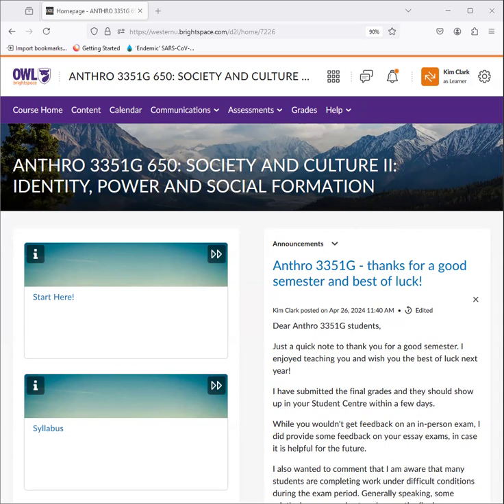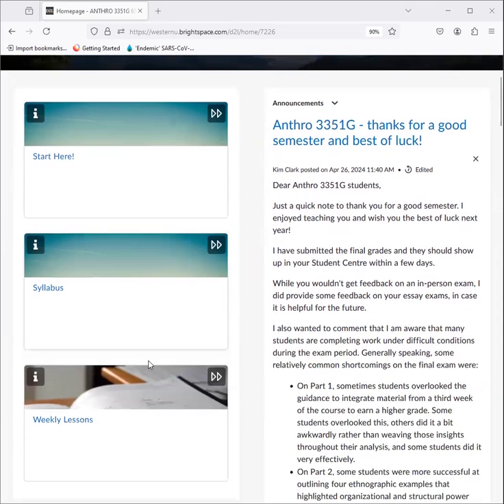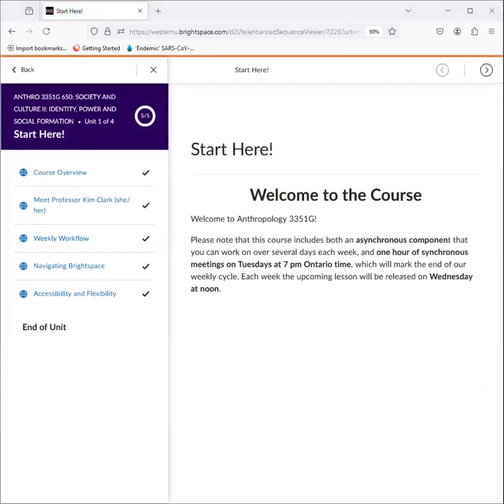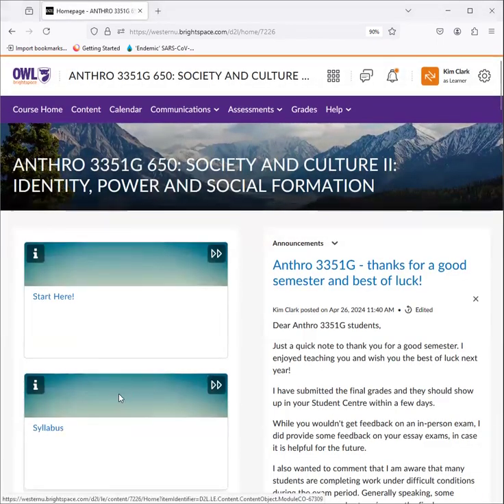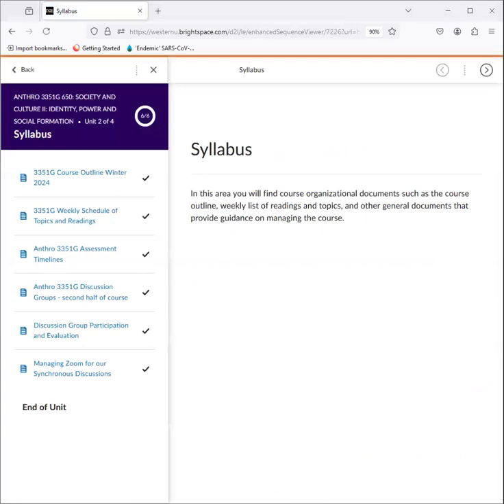So here I am in Learner View, and you can see that I organized three main tabs for students. The Start Here area groups together some items that I ask students to familiarize themselves with, if possible, before the first class or in the first week. The Syllabus area houses important documents that apply across the course, so students can always find them easily.